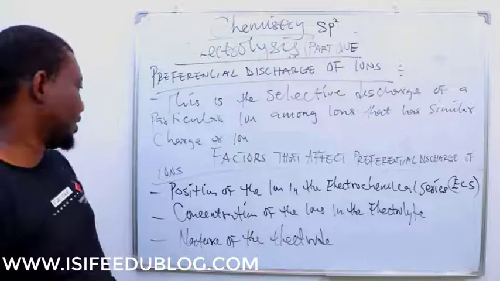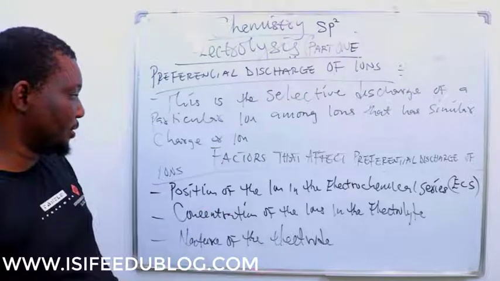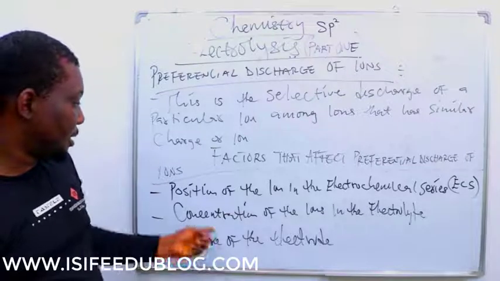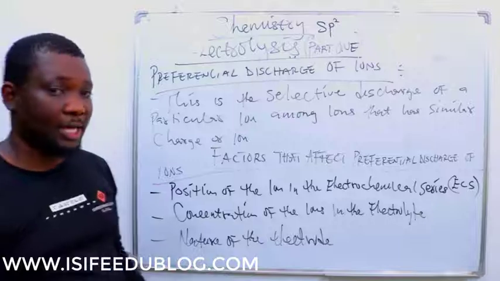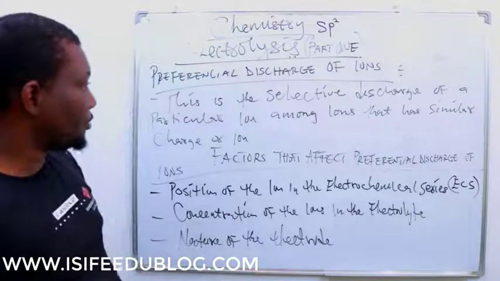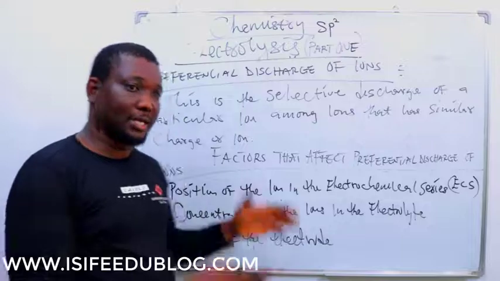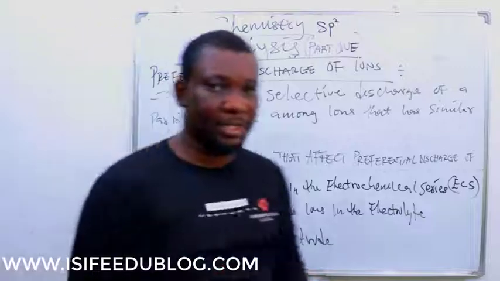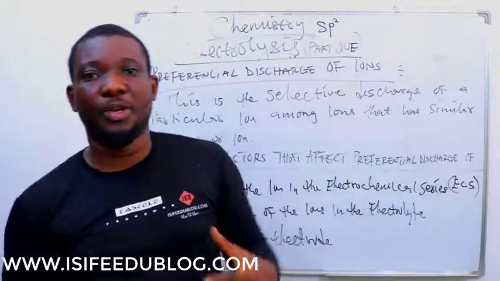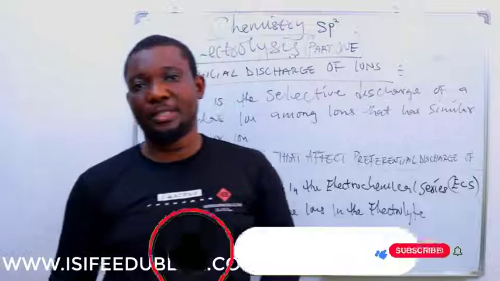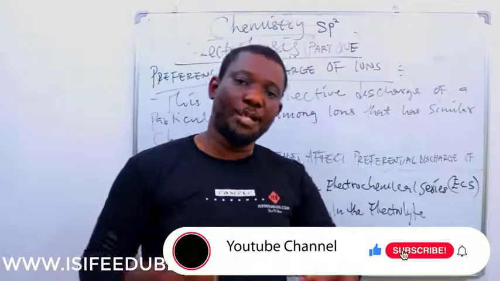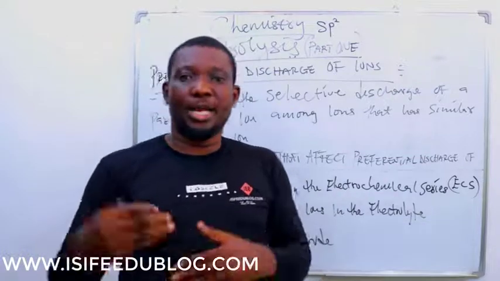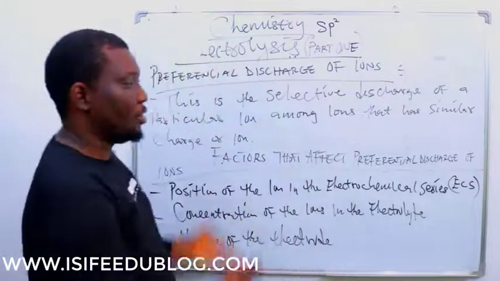Factors that affect preferential discharge of ions: one, the position of the ion in the electrochemical series, ECS; two, the concentration of the ions in the electrolyte; and three, the nature of the electrodes. These are the three factors that basically affect the preferential selection of two similar ions during electrolysis. So when two similar ions are competing to be discharged at a particular electrode, it depends on these three factors.